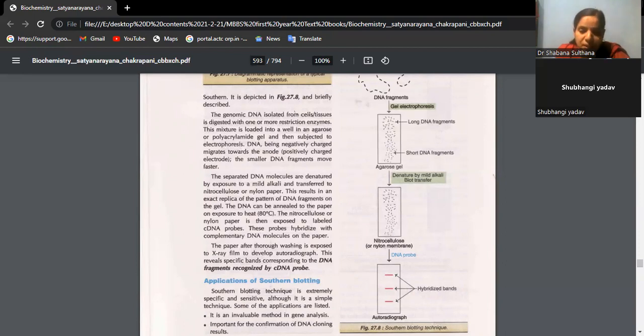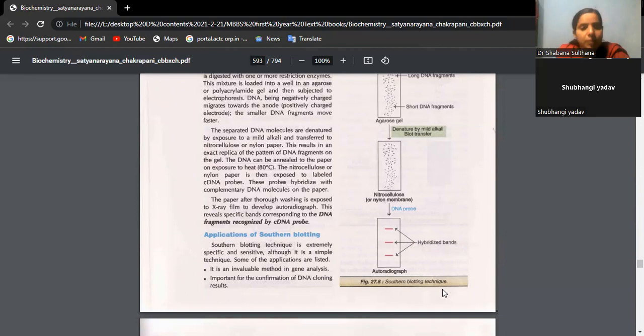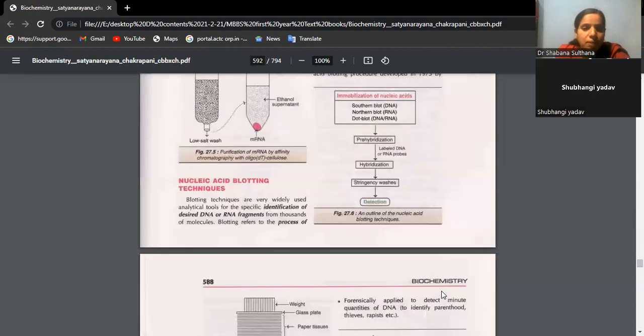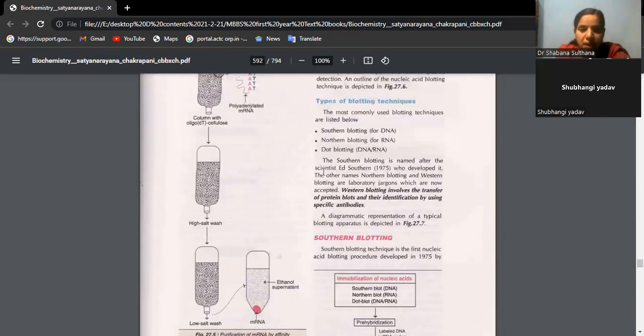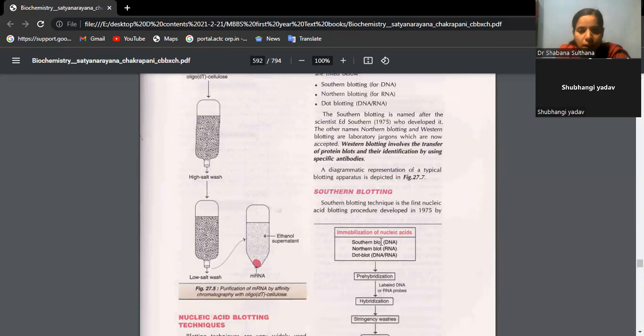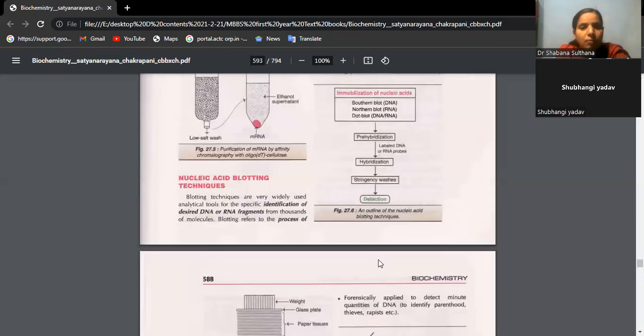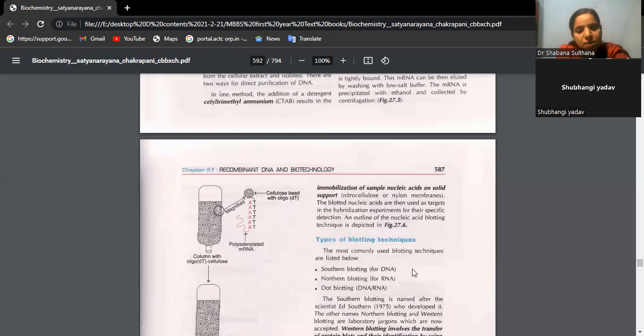So this technique is the Southern blotting technique. It starts here. With the help of that flow chart, you will be able to learn very easily. Southern blotting is named after the scientist Southern, who developed it in 1975. The other names are Northern and Western blotting, which are now accepted. Western blotting involves the transfer of protein blots and their identification by using specific antibodies. We have used this flow chart already. Southern blotting also, did we study this? Figure 27.6, we did.